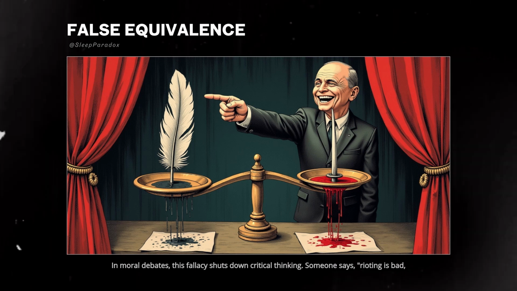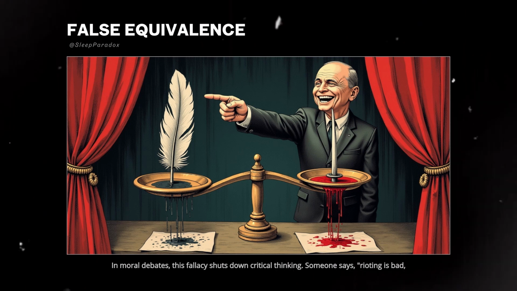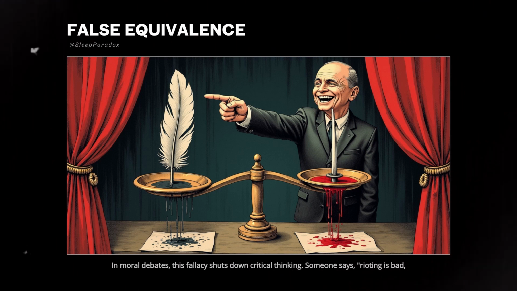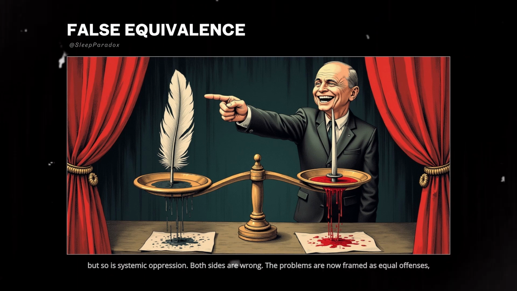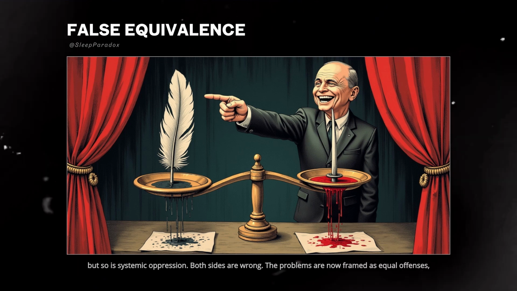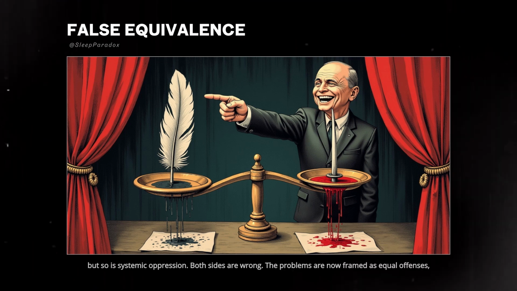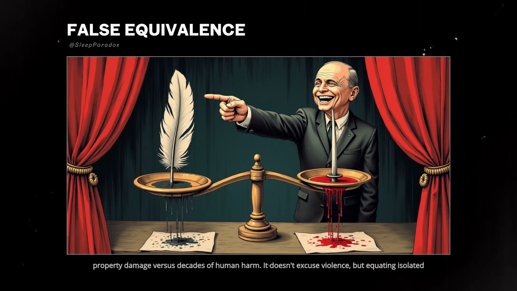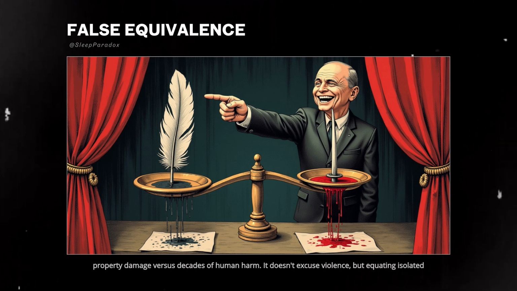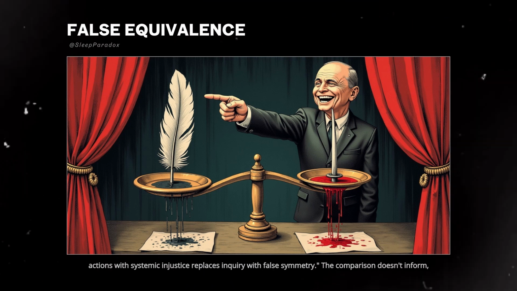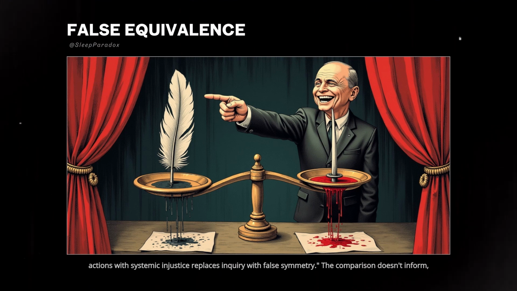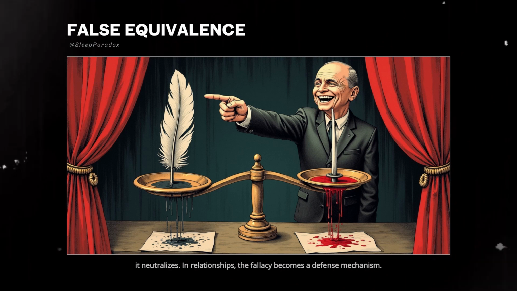In moral debates, this fallacy shuts down critical thinking. Someone says, "Rioting is bad, but so is systemic oppression. Both sides are wrong." The problems are now framed as equal offenses, property damage versus decades of human harm. It doesn't excuse violence, but equating isolated actions with systemic injustice replaces inquiry with false symmetry. The comparison doesn't inform, it neutralizes.